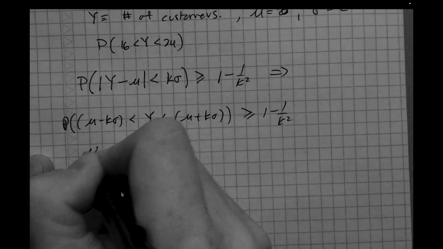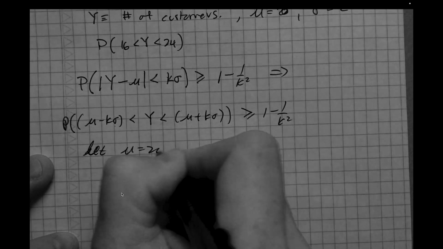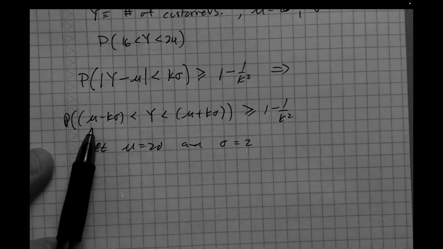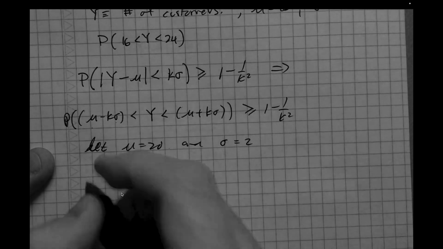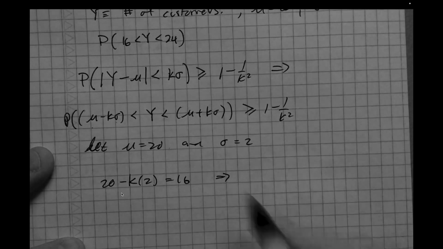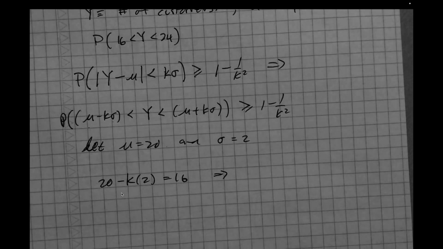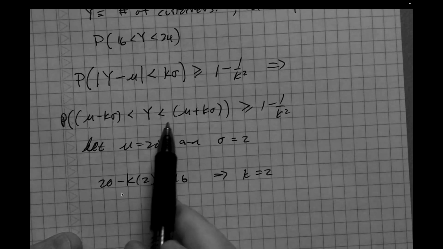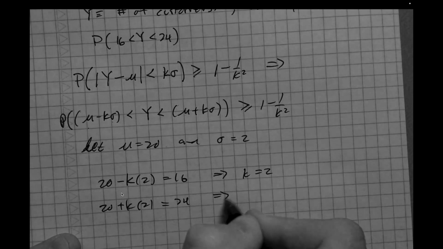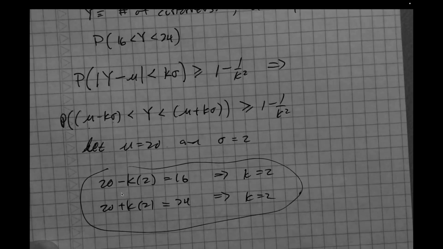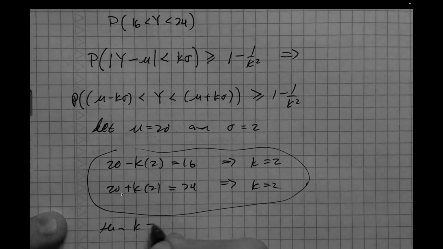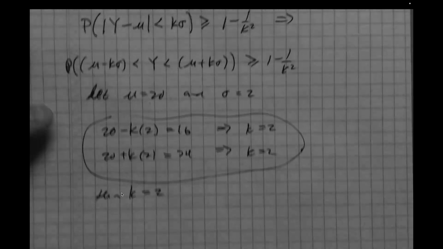Now, if I let mu equal 20 and sigma equal 2, then in order for this bound to equal 16, basically 20 minus k times 2 equals 16. You solve that and you can see that k needs to be equal to 2. And it's the same up top, right? 20 plus k times 2 equals 24 implies that k equals 2. So I can let mu equal 20, sigma equal 2, then k must equal 2. And I can just plug all these values in and see what's going to happen.